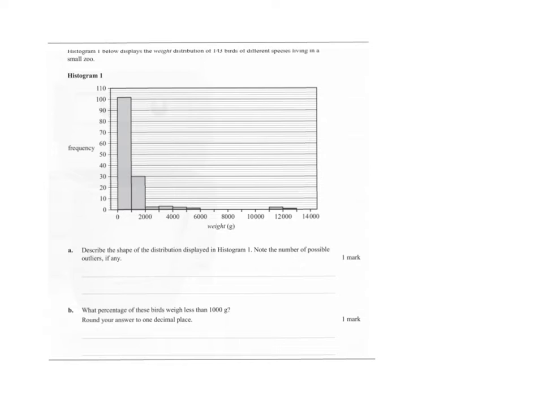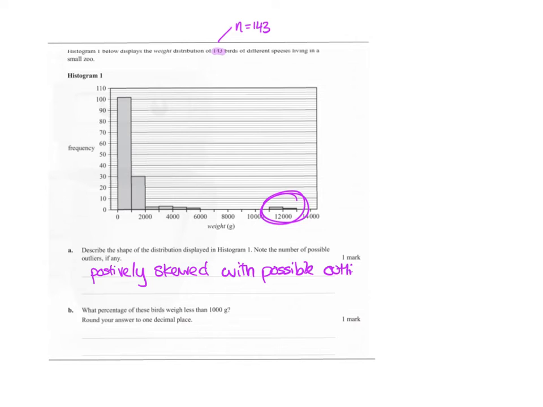Okay, the histogram displays the weight distribution. Sorry, it cut off here, sorry, but it's 143 birds of different species living in a small zoo. So here, N is 143. Describe the shape of the distribution displayed in the histogram. Note possible outliers, if any. So I would say positively skewed with possible outliers. Because there's some there. No, I just say with possible outliers. Because you don't really know if they are, so let's just say possible. Alright, so we get our one mark.